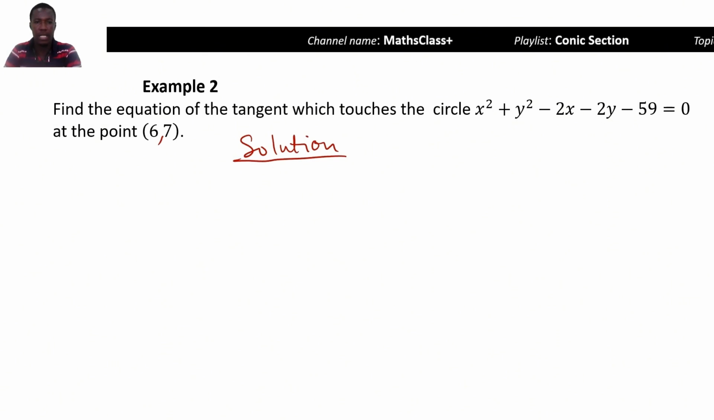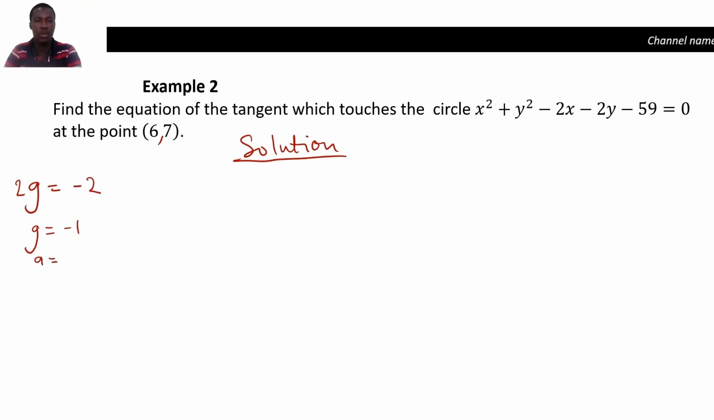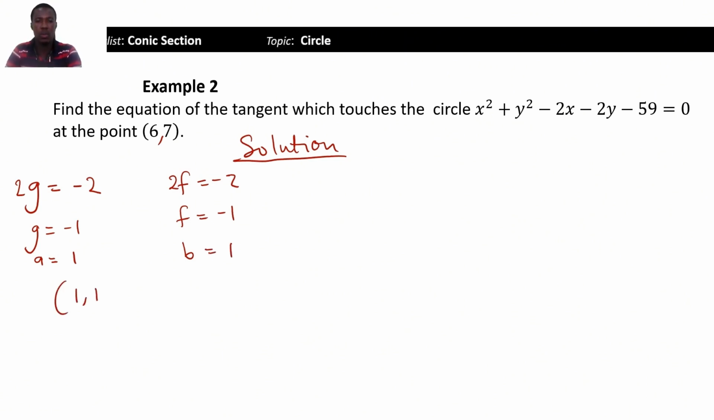The center of the circle, we have 2g. When we compare with the general formula, 2g is equal to negative 2. g will then be negative 1, and so our a will be equal to 1. 2f is equal to negative 2, f is equal to negative 1, and so our b will also be equal to 1. Which means the center is (1, 1).